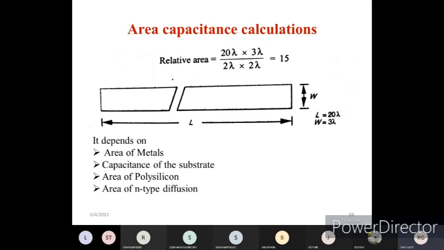It takes into account the area of the metals and the capacitance of the substrate. Along with that, it takes into account the area, that is the length and width of the polysilicon, and also the length and width of the n diffusion material. So this is how you are going to calculate the relative area of the capacitance in case of any capacitance which has been introduced in the MOS transistor. I request all the students, please make a note of this.